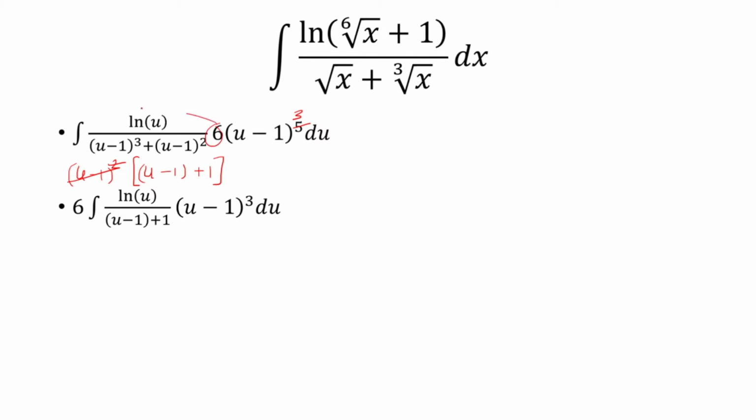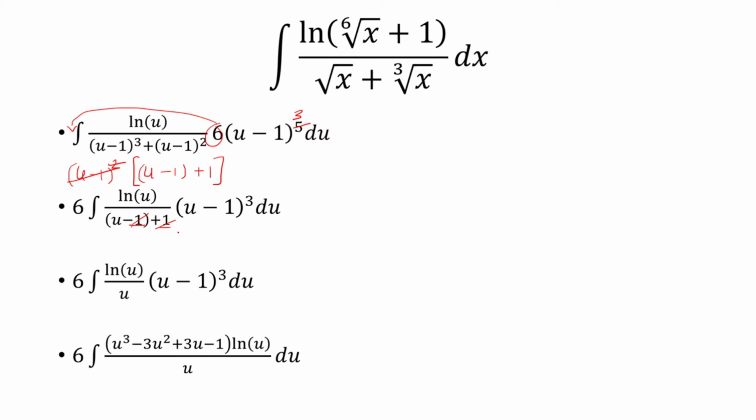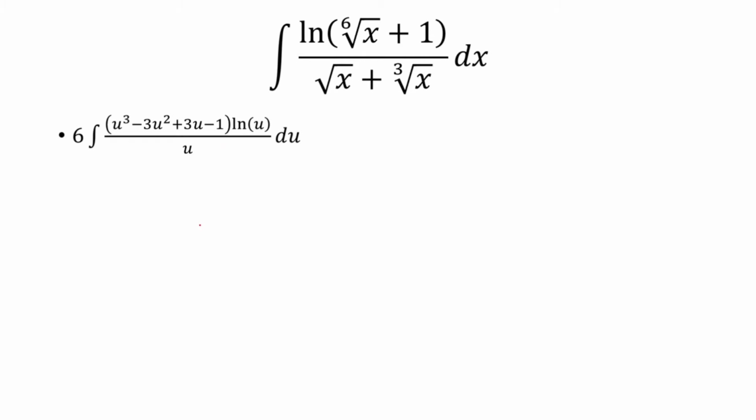Then we'll pull out the 6 in front to get this. Now you have minus 1 plus 1, those are going to cancel. So you just have ln of u over u times u minus 1 cubed. I'm going to expand the u minus 1 cubed into u cubed minus 3u squared plus 3u minus 1. Now I'm going to divide everything in the parentheses by u. So that's just u squared minus 3u plus 3 minus 1 over u, and then we multiply that by the natural log.